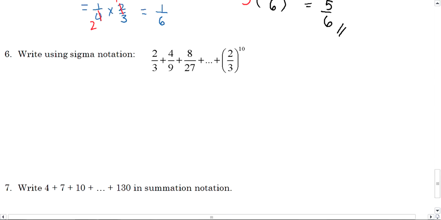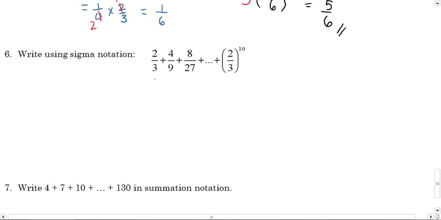Alright, okay, so we need to figure out: is this an arithmetic series or a geometric series? The hint is up here. There's a 10, there's an exponent. Usually that means it's going to be geometric. So let's see what our ratio is.